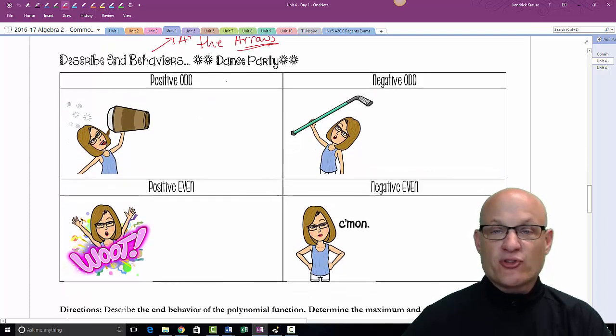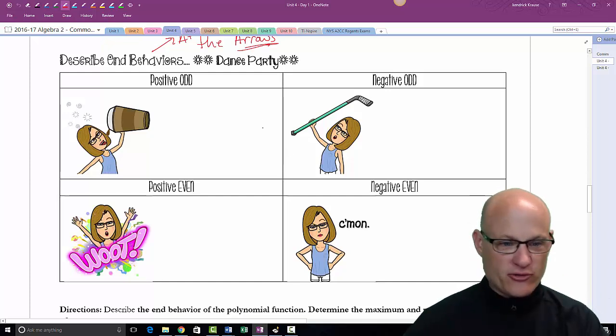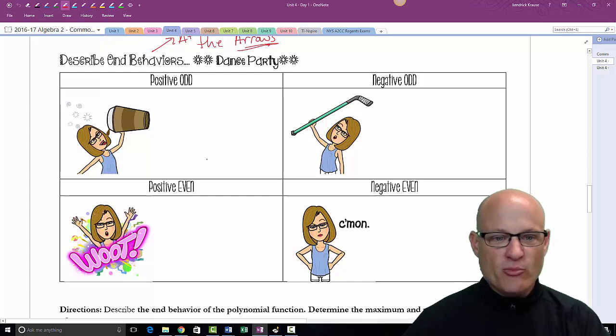So, all I want you to do is, by the way, this is Miss Newman's caricature. I'm not sure how she made this, but she made this. This is Miss Newman's caricature.